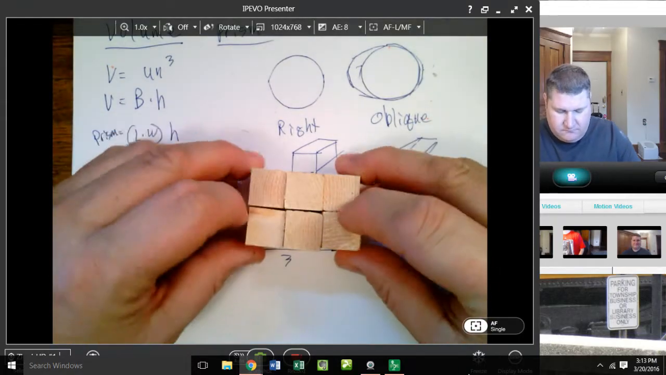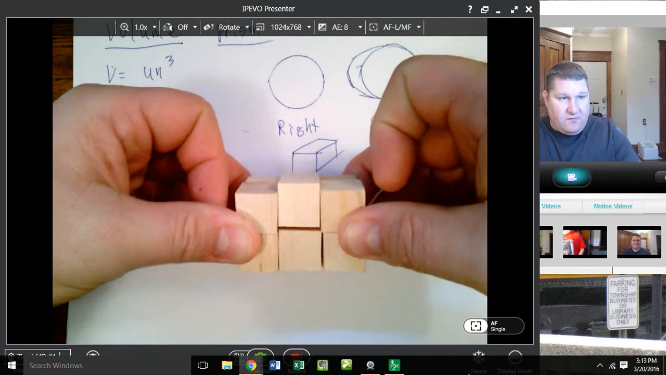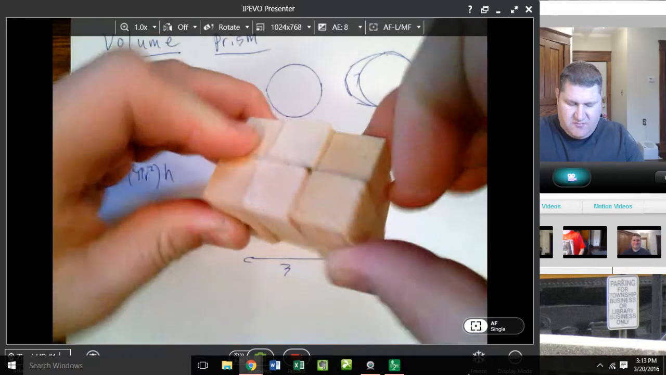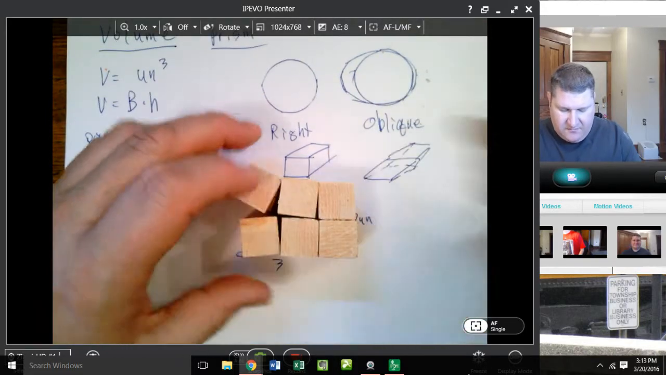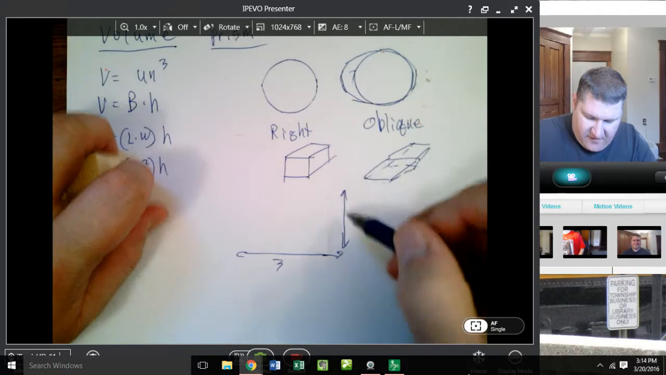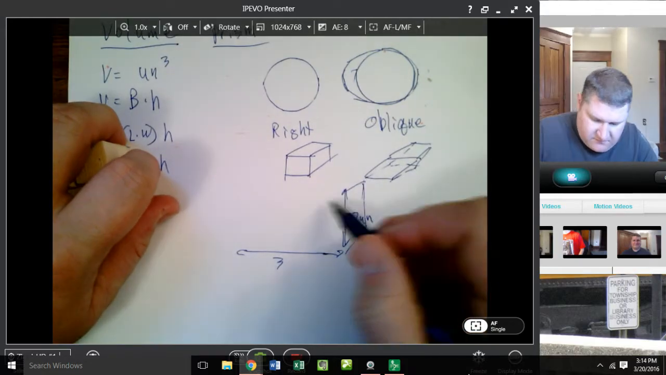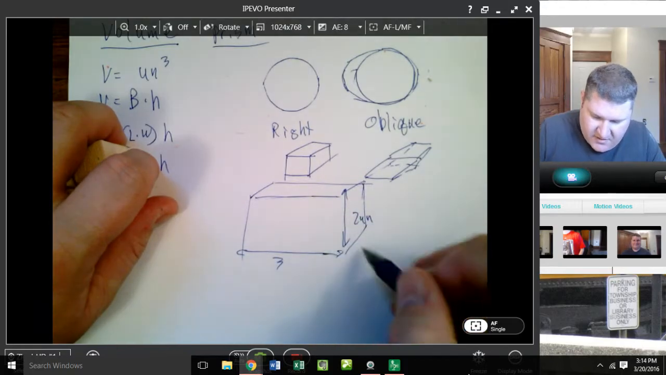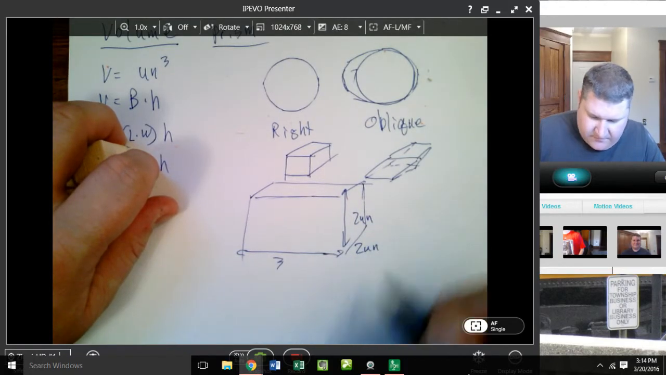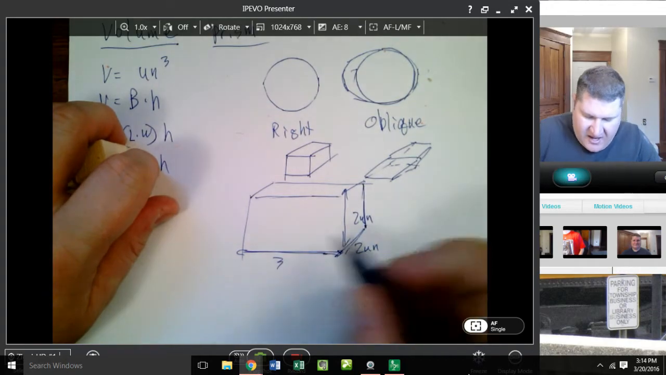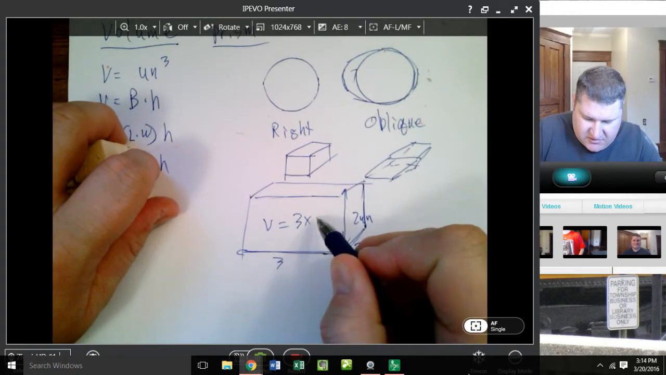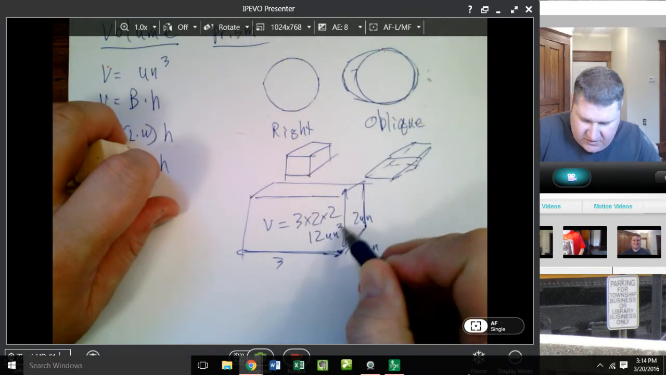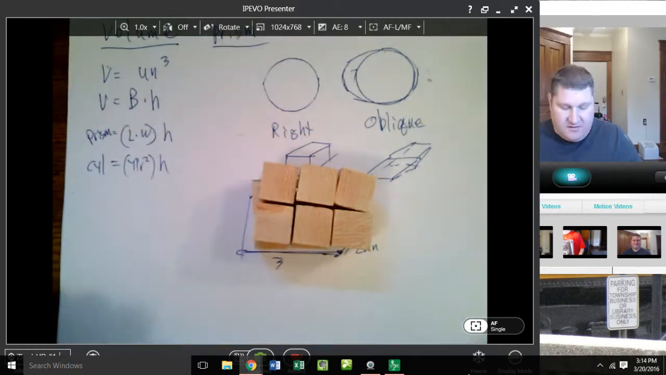And it is clearly 2 units tall. So I have 3 by 2 by 2. And in fact, 3 by 2 by 2, if I were to draw a picture of this, there we go. 3 by 2 by 2. I have a volume that's going to be 3 by 2 by 2. Answer is 12 units cubed. And you say, I don't believe you. Well, believe it, because here we go.